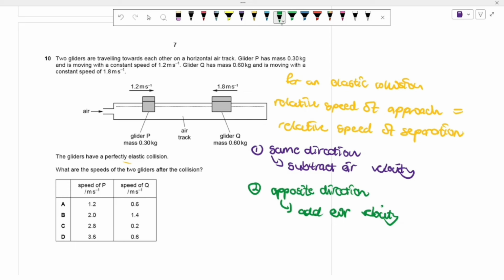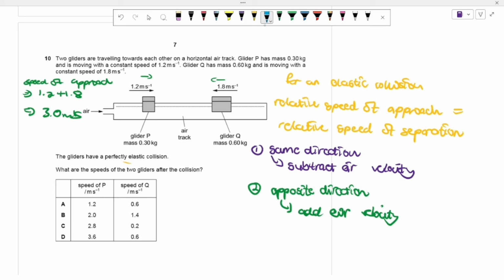In this case, these are moving in opposite directions. This is moving to the right, and this one is moving to the left. Since they are opposite, we add. So the relative speed of approach is equal to 1.2 plus 1.8, which is equal to 3.0 meters per second. So the speed of separation must also be equal to 3.0.